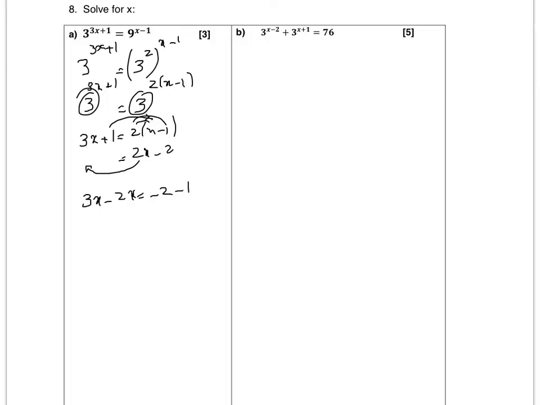So 3x minus 2x is x is equal to negative 2 minus 1 is negative 3. Remember, you could solve this one using log 2 and you would get exactly the same answer.